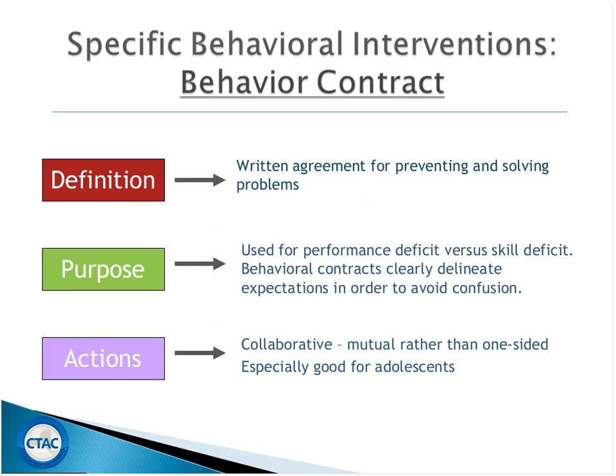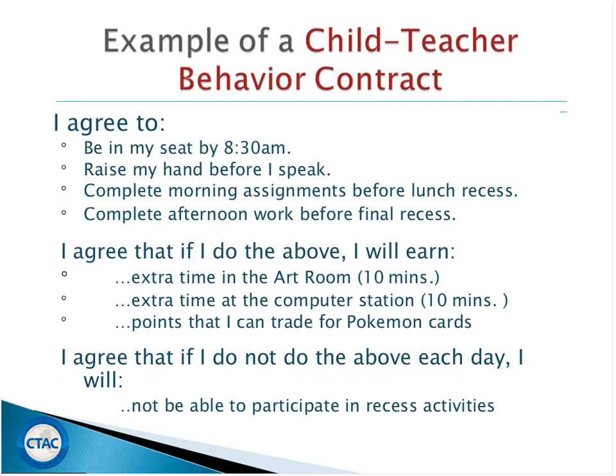And it's not one-sided. It's really good for adolescents who are very triggered often by feeling like other people are making decisions for them. So this is an example of a potential child-teacher behavior contract. I agree to be in my seat by 8:30 a.m., raise my hand before I speak, complete morning assignments before lunch recess, and complete afternoon work before the final recess.